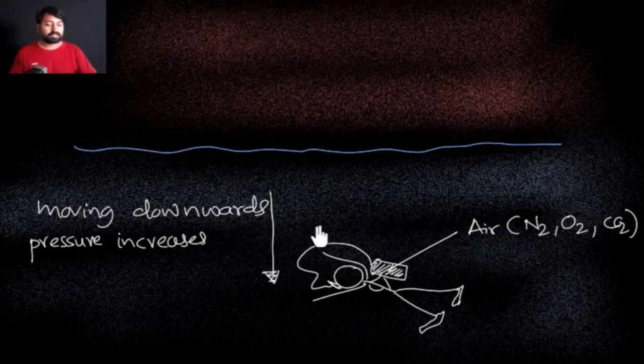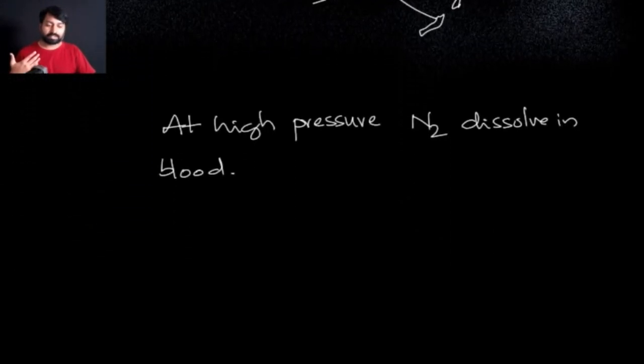Okay, at high pressure, nitrogen dissolves in blood. It is only at high pressure. But when the same person suddenly comes upwards, if he comes to the surface suddenly, there is a sudden drop in the pressure. When there is a sudden drop of pressure, the nitrogen which is dissolved in the blood converts into gas.